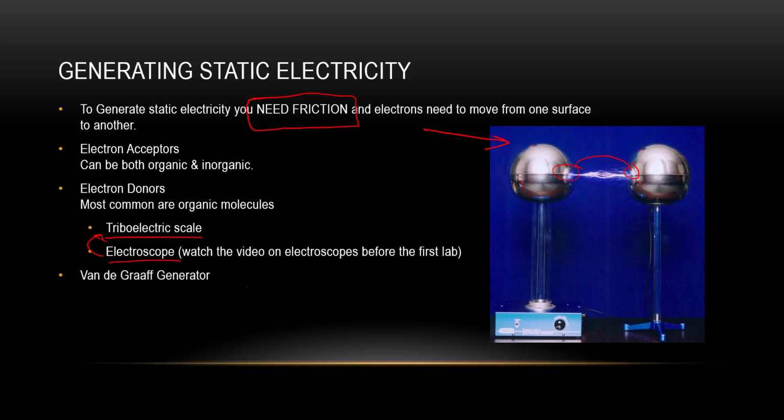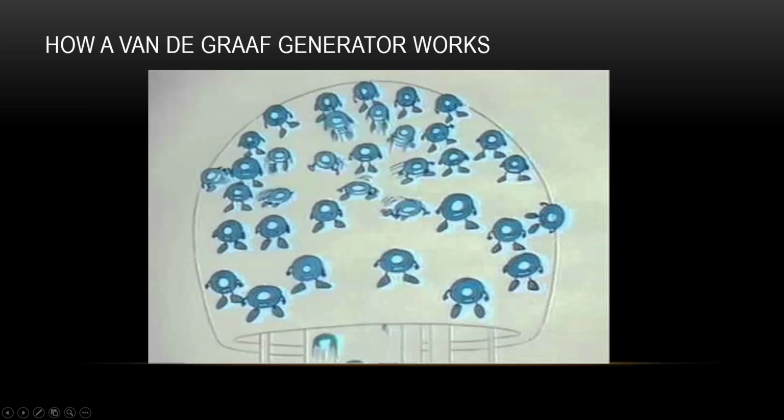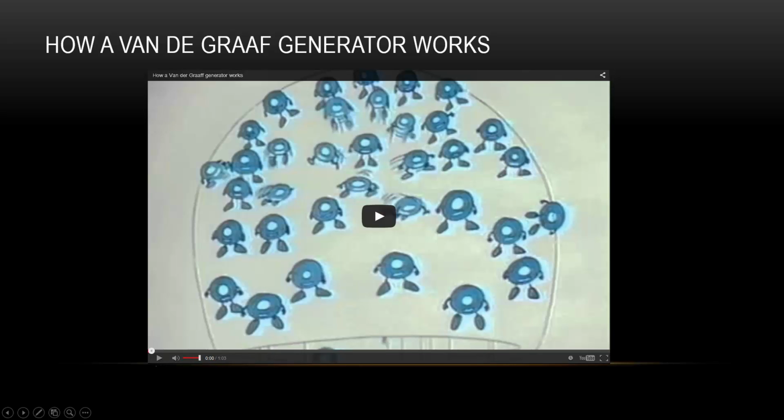And again, that is a picture of a Van de Graaff generator, and I thought I would show you another brief video on how a Van de Graaff generator actually works. Okay, so watch this.